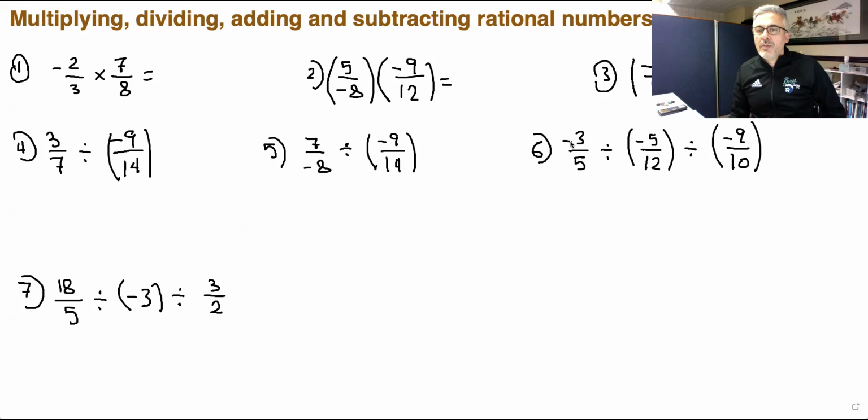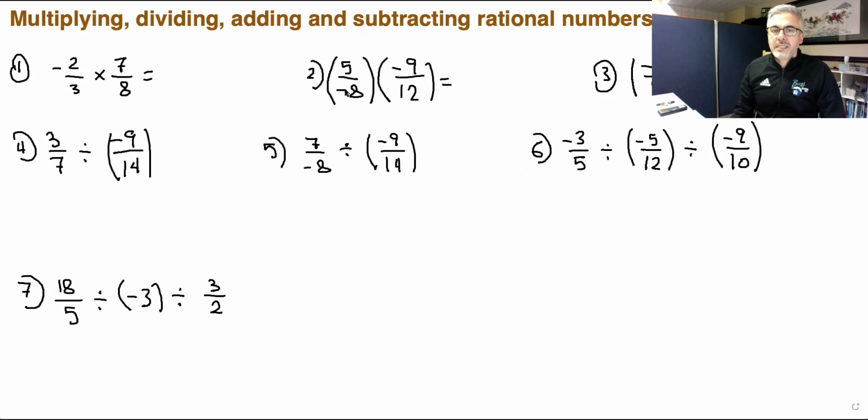here you count how many negatives you have. 1, 2, 3. If you have an odd number of negatives, the answer is negative. Here, for instance, you have an even number of negatives, so the answer is positive. If you have an even number of negatives, the answer is positive. If you have an odd number of negatives, the answer is negative. That's only when you're multiplying and dividing that you can use this approach.